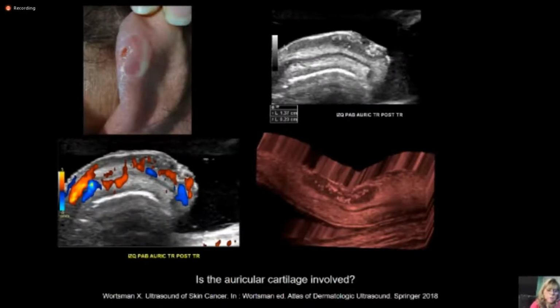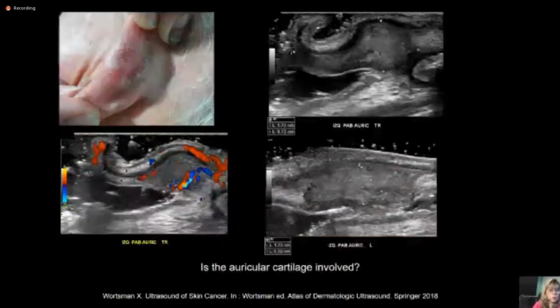But what do we have to answer on the report? Normally the questions are, for example, in this case, is the auricular cartilage involved by the tumor? As you see here, this is a transverse view in the ear pinna, and you can notice the lesion, hyperechoic lesion with hyperechoic spots. The lesion does not affect the cartilage that is at the bottom. You can see the hypervascularity of the tumor.